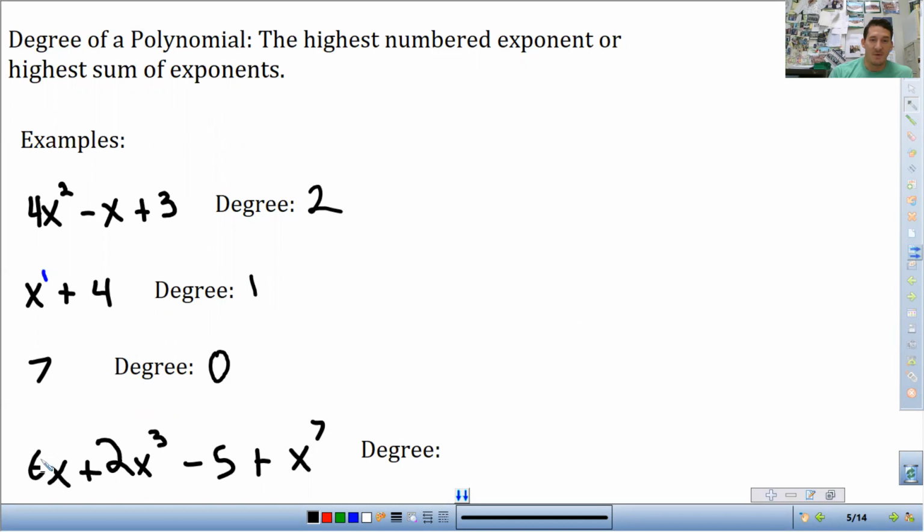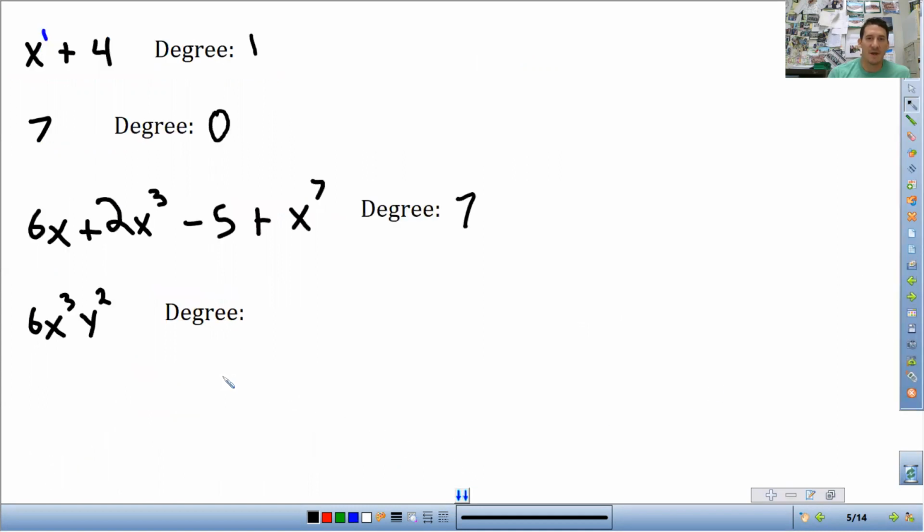All right. And then if we look at this one, a bunch of them, highest exponent right here is 7. So this has a degree of 7. Here, if you have more than one variable in a term and they have 2 different exponents, you would add these together. So 3 plus 2, the degree is 5.